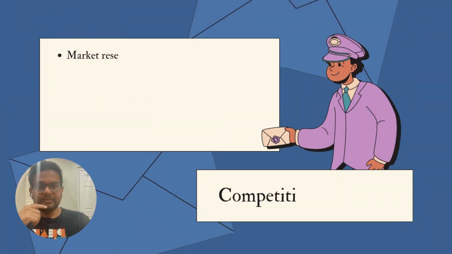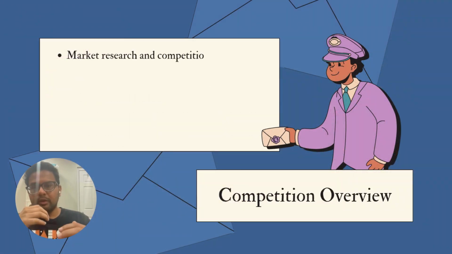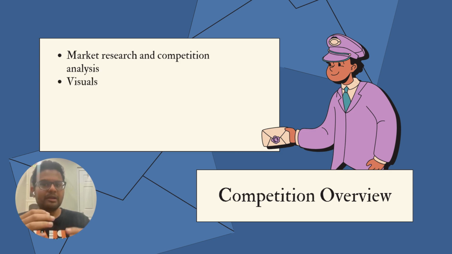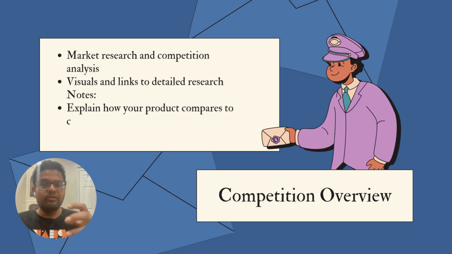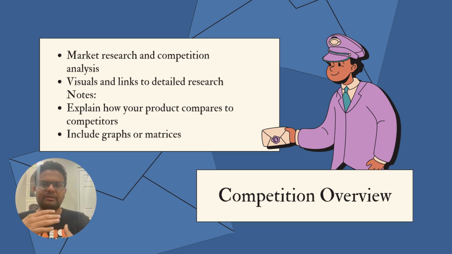Next, we'll talk about the competitor overview section. The competitor overview is a part of market research. You should highlight how your product sits against your competitors, and how your product is different or adds more value compared to them. Include visual diagrams and metrics to convey this information to your stakeholders.